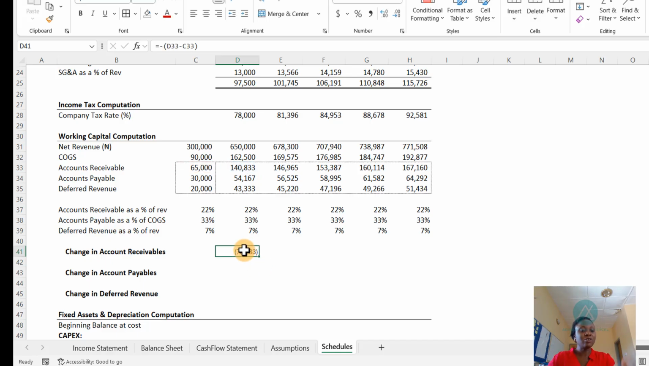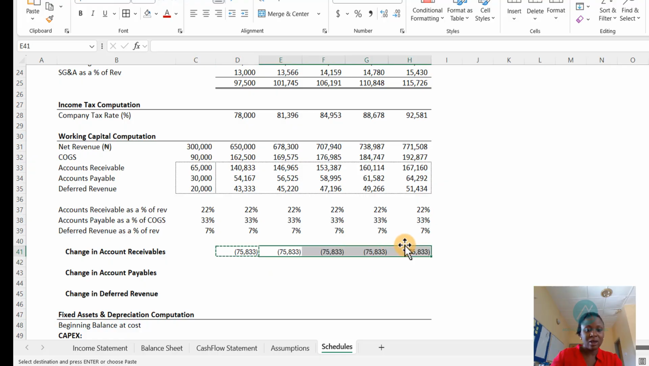Because money is going out, the current year has increased as compared to the previous year. We have 140,000 as against 65,000, meaning that we are leaving our goods more outside with our customers. So it's a negative, it's an outflow for the cash flow statement. So you need to understand how this operates. So you can now copy and paste through all the other cells.